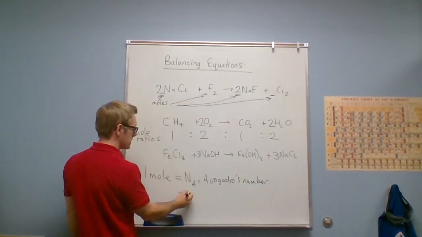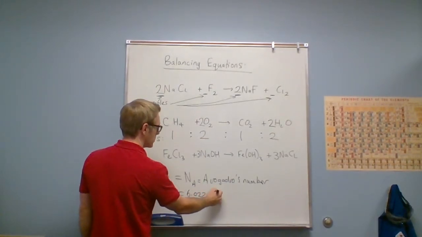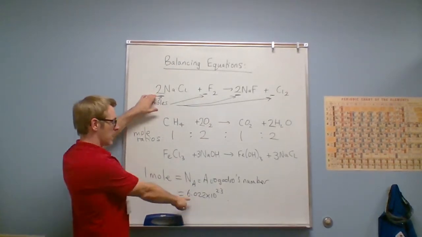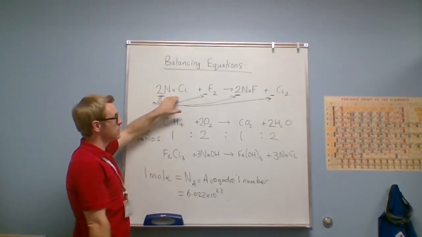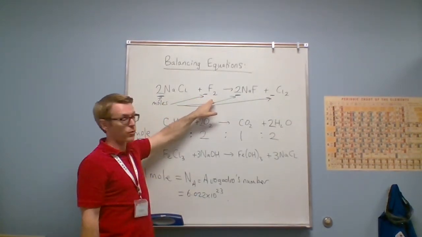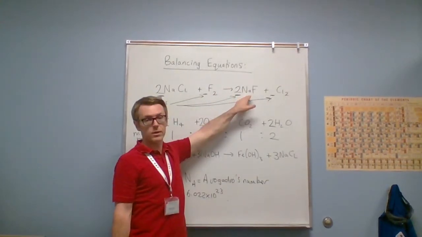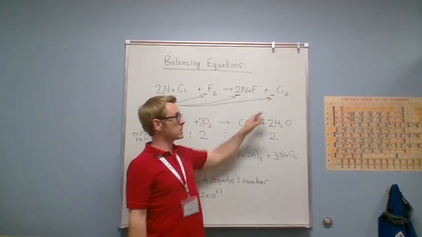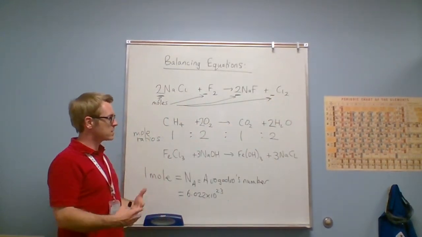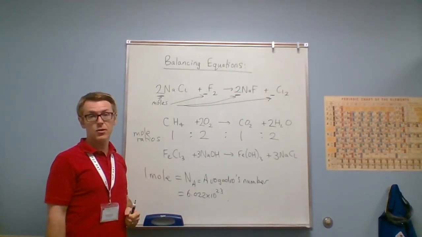And Na is equal to 6.022 times 10 to the 23rd. So I could say I have 2 multiples of Avogadro's number of sodium chloride plus 1 multiple of Avogadro's number of fluorine produces 2 multiples of Avogadro's number of sodium fluoride and 1 multiple of Avogadro's number of chlorine. So we're going to start to introduce multiple ways of counting during chemical equations.